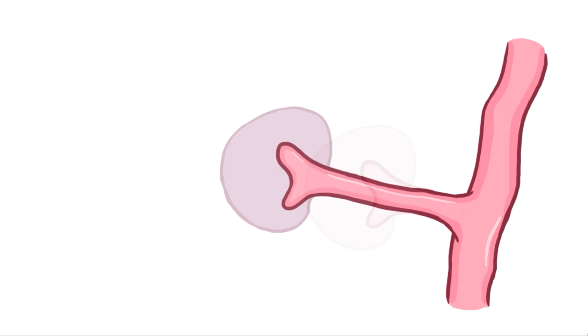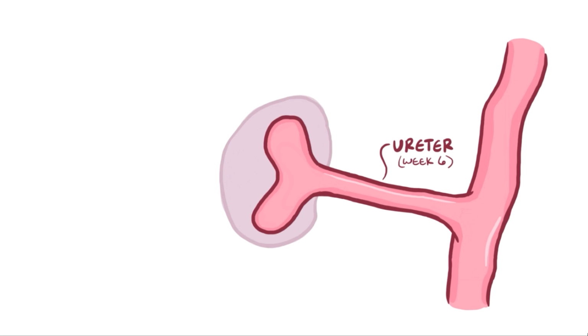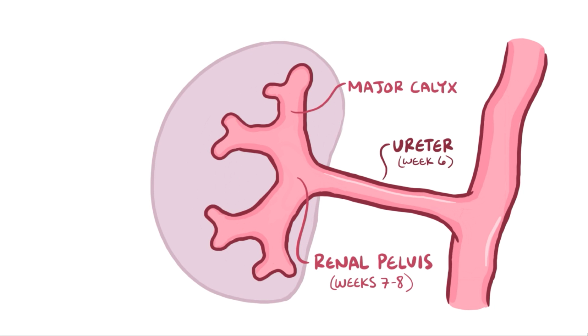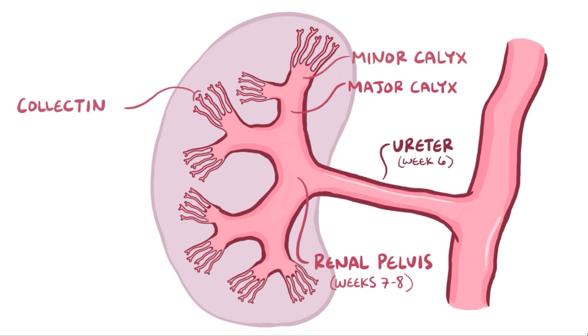The ureteric stalk lengthens and forms the ureter during about week 6. The ureteric bud that's within the metanephric mesoderm divides in half to form the renal pelvis during weeks 7 and 8. Then each half divides again to form 2 future major calyces. This division continues until the major calyces, the minor calyces, and finally millions of collecting tubules have formed. The cells in the collecting tubules signal the surrounding metanephric mesoderm that the collecting system's in place, and that it's time for the nephrons to form.